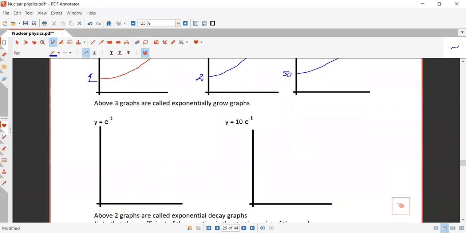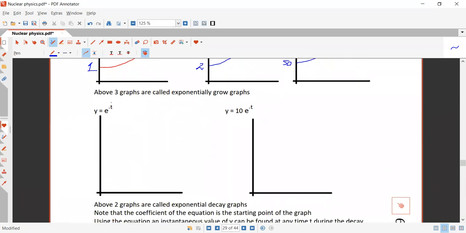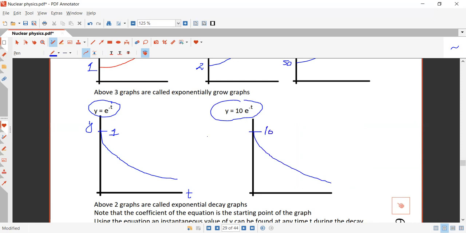Okay, now the next graphs. If we have y equals e to the power negative t and then we plot y versus t, then students, it's going to look like this, right? And this graph is going to start from 1 if you have a look at it. And if we talk about y equals 10 times e to the power negative t, the graph is going to be the same, but it's going to start from 10, right?